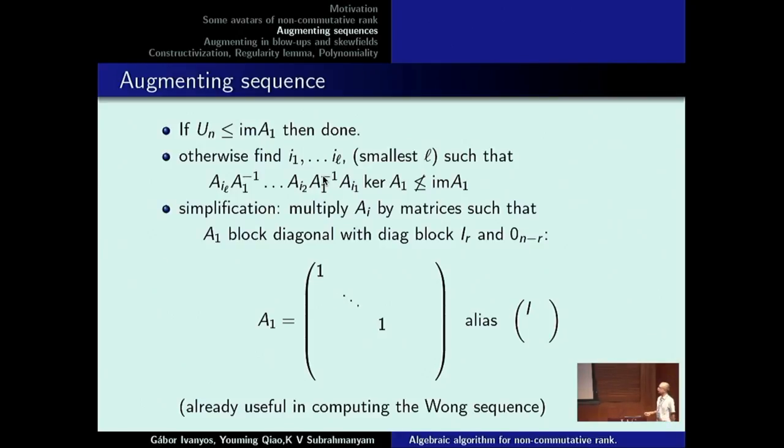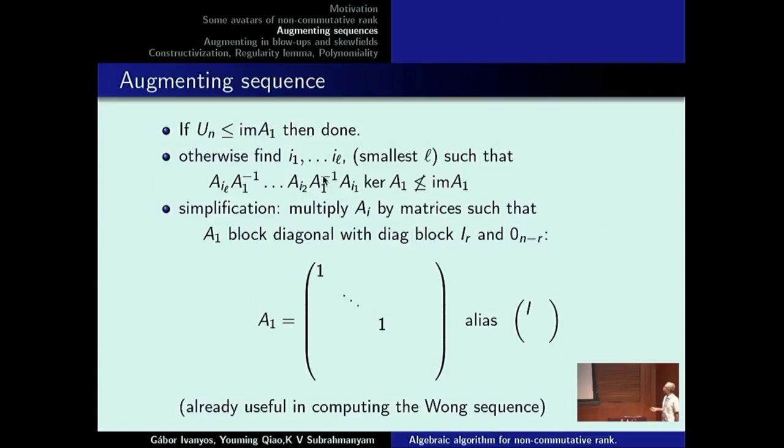If the final stabilized subspace is not in the image, then there must be a vector of this kind, because we know that this final stabilizing subspace contains the kernel of A1. This is the case when you didn't succeed, when the non-commutative rank is actually false. Then you have to do something. In that case, we have found a vector which AI1, AI2, AIL pull out of the kernel of A1. Let us look at the situation where I assume that A1 is of this nice form, that it is of rank n minus 1, and there is one element in its kernel.